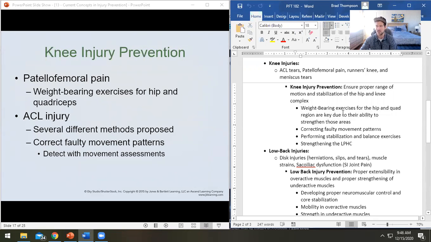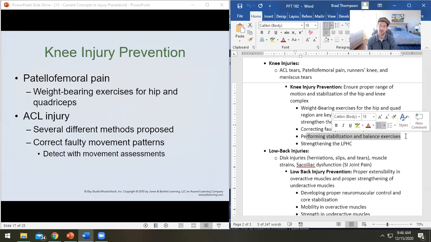Lots of squats, get better at hip extension. Correct any faulty movement patterns that we do happen to see. If we see our clients squatting with knees caving in, we got to find a way to fix that. Feet turning out, whatever. Perform stabilization and balance exercises in particular, because those are going to be the best exercises to teach their bodies how to recruit the right muscles.